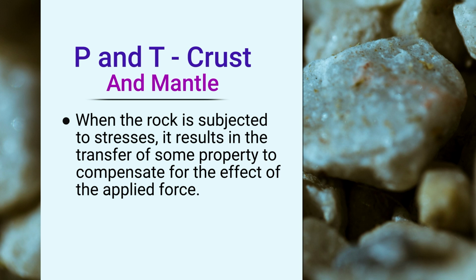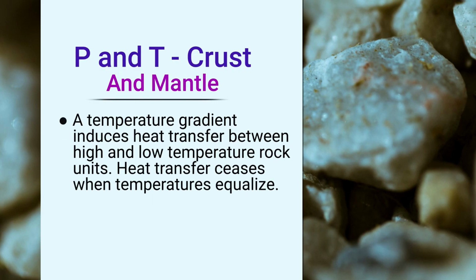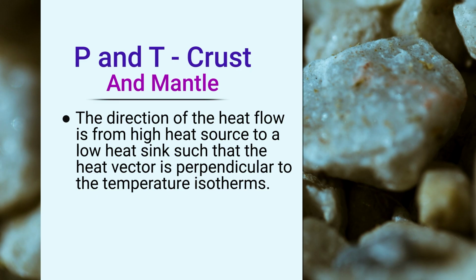Let us now look into the PNT conditions in the crust and mantle. When any rock is subjected to stress, it will result in transfer of some property to compensate for the effect of the applied force. So this pressure, the stress, will cause metamorphism. And if there is a temperature change, a temperature gradient, then heat transfer will take place between high and low temperature rock units. This heat transfer will stop once equilibrium is reached. Obviously, the direction of heat flow will be from high heat source to a low heat sink such that the heat vector is perpendicular to the temperature isotherms.